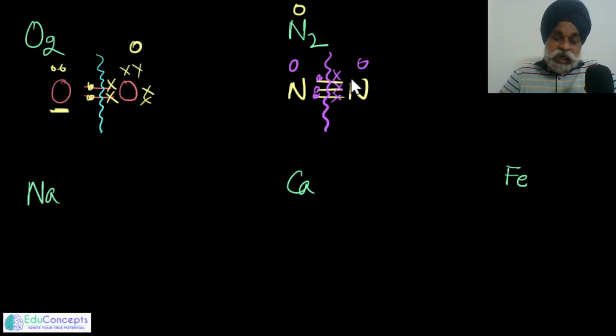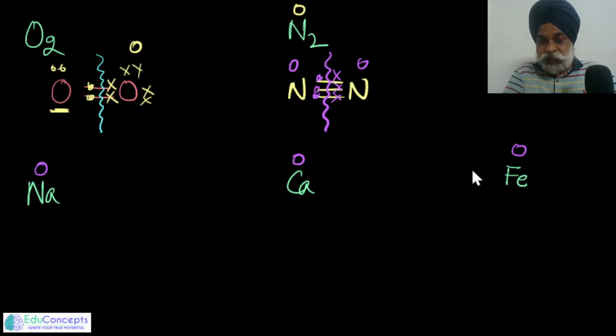Now coming to the metals, if you have a pure piece of sodium metal, it would not get any charge, it would be 0. Calcium is also 0, iron is also 0, because if sodium is in the crystal lattice with other sodium atoms and so on, the apparent charge on it is 0.